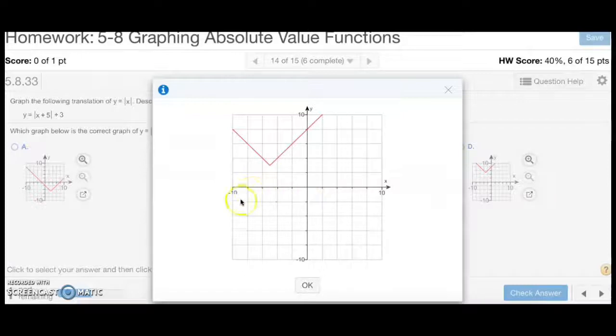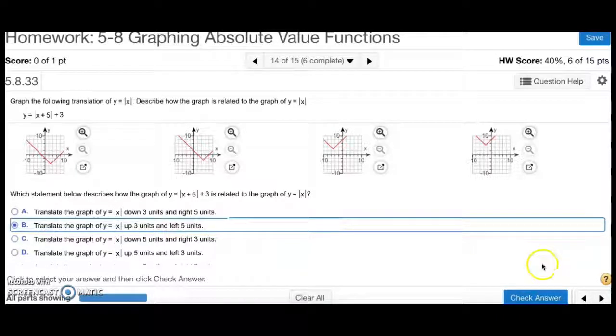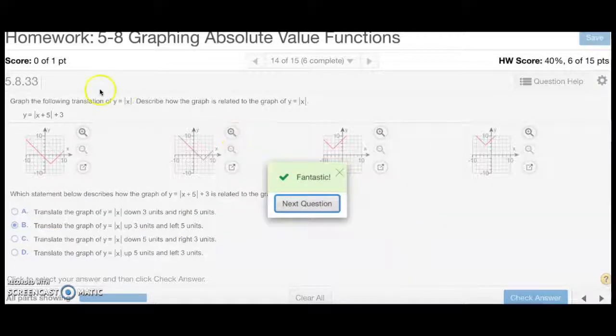The scale is by 2, so 2, 4, 6, 8, 10. 2, 4, and 6, between 4 and 6 is 5, so negative 5 in this case. And we go up 2 and 4, so this would be 3, so up 3 to the left 5. That means it's definitely going to be C. And as we just said, we are going to the left 5 units and up 3. So to see which one that is, that's going to be B. Up 3 units and left 5 units. And that's number 14.